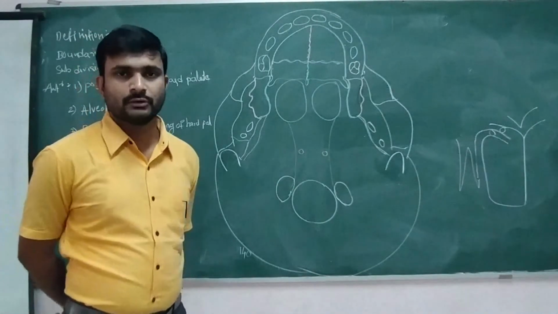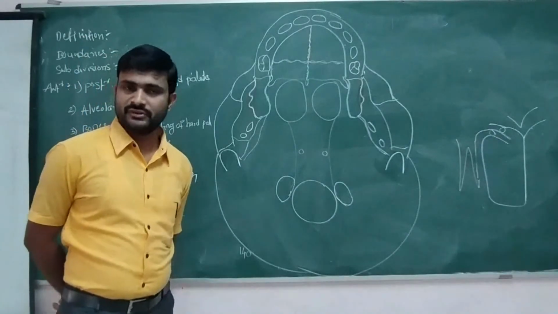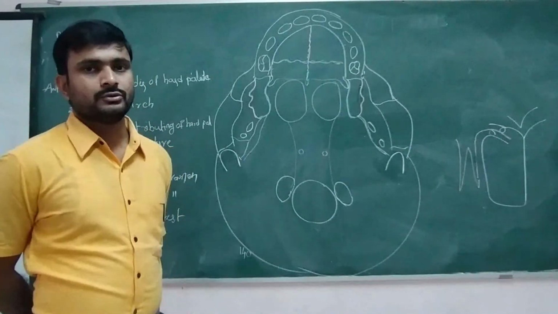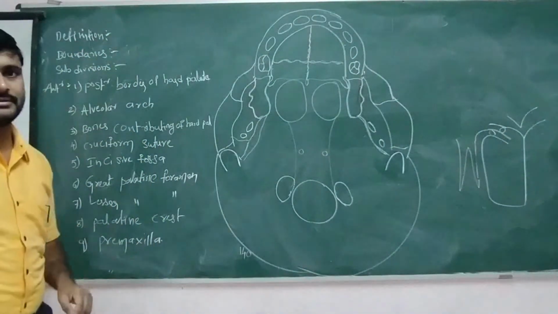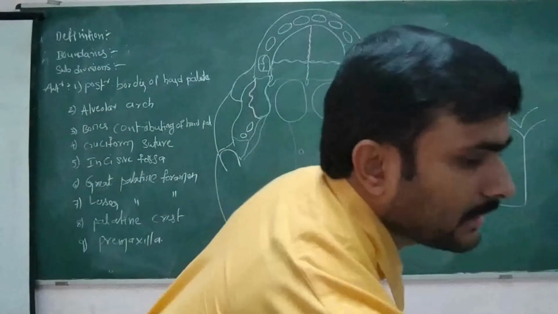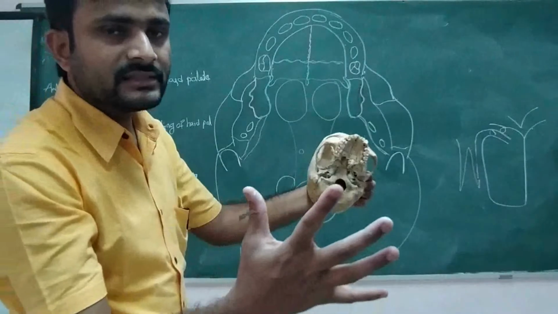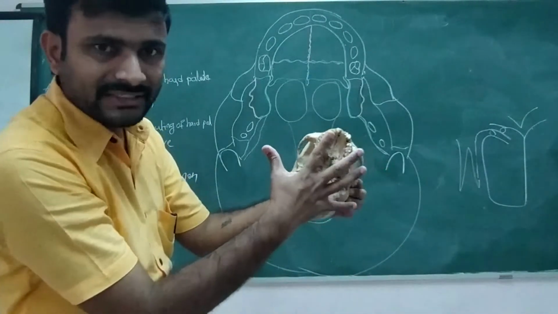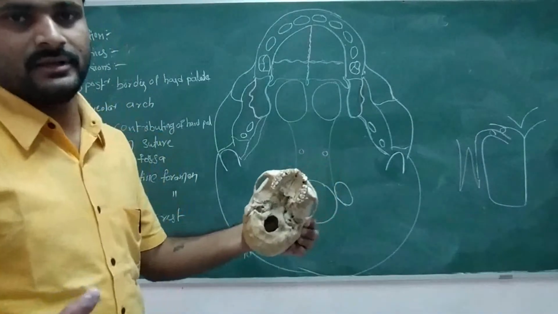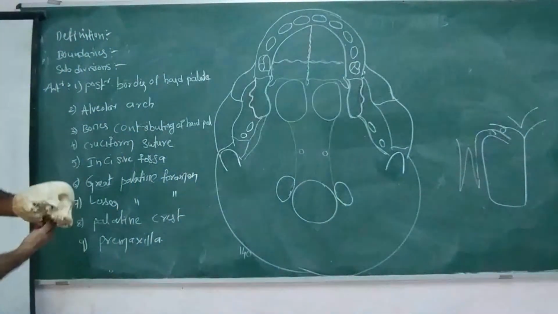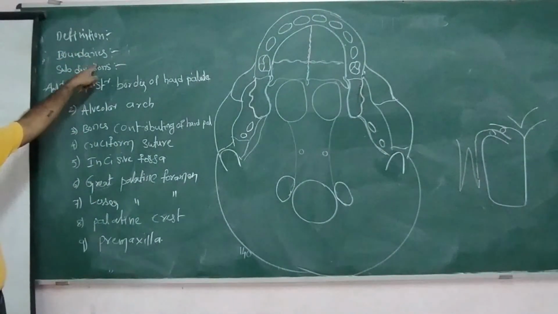Good morning students. Today we are going to see the norma basalis. It is very important and also very difficult to understand. So what is the definition of the norma basalis? When the skull is studied from the inferior aspect, that we call a norma basalis. It is a definition. The next is the boundaries of the norma basalis.